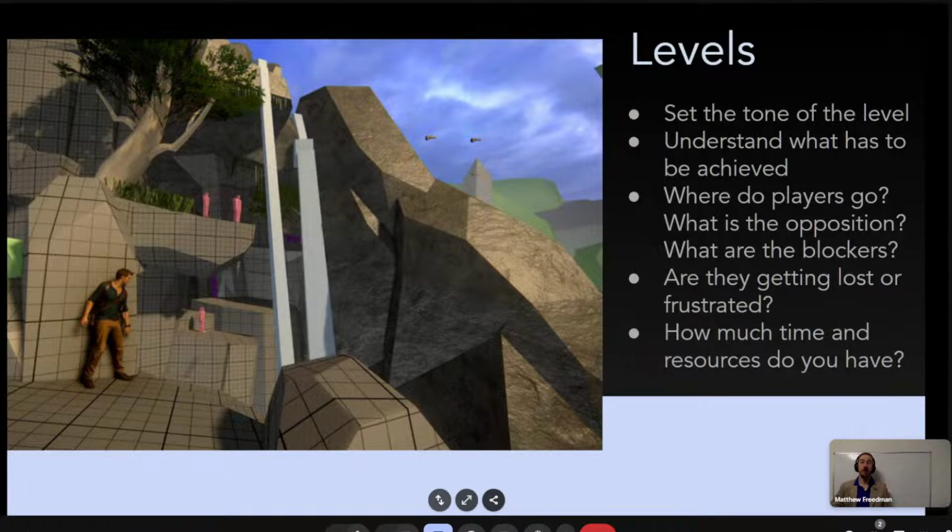For friction, are players getting lost or frustrated? Just watch people play through your level. Where are they getting confused? Are they constantly backtracking? Are they spinning around in circles? All that kind of stuff.